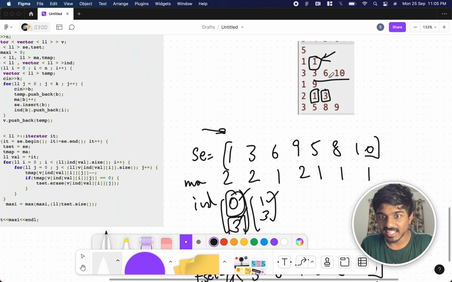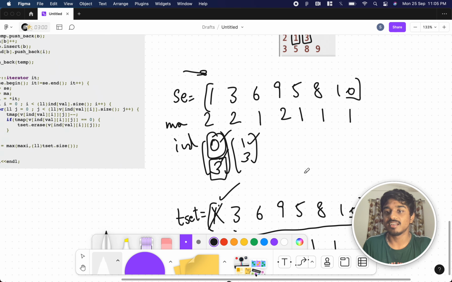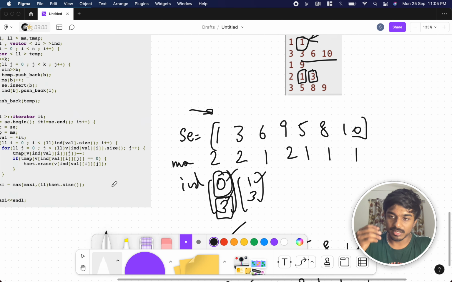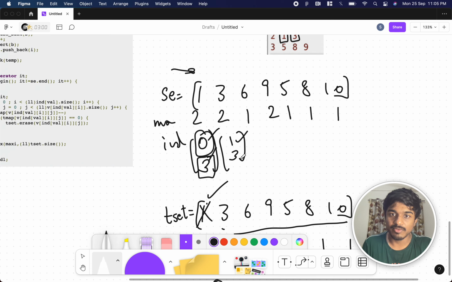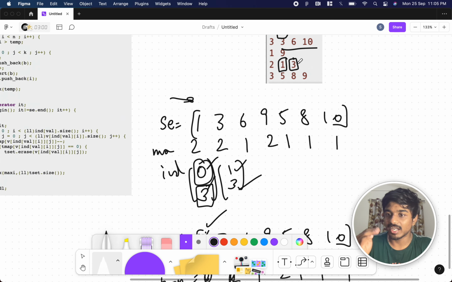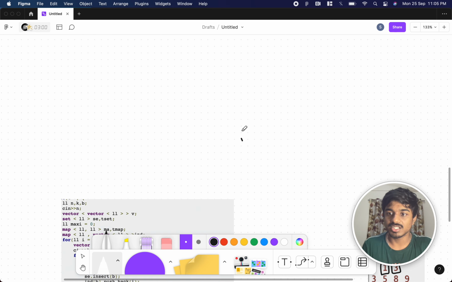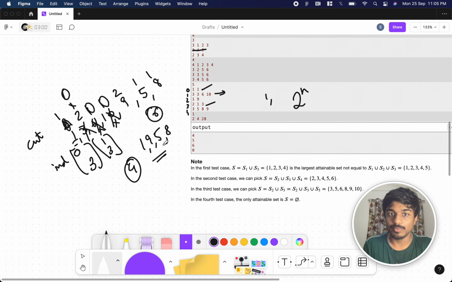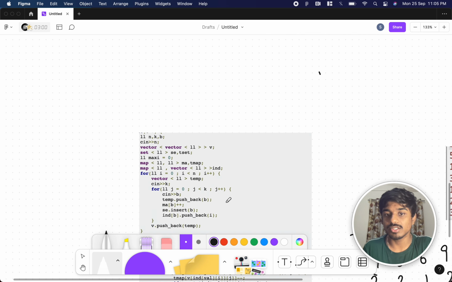First 3 6 10. 3 6 10's count value reduces. Whoever's count is going to 0, I am removing that from the T set. And similarly we go for the third index, 1 and 3. 1 and 3's count is reduced. If any of the numbers' count is reduced to 0, we are just removing it again from the set. Here we saw for 3 what did we get? We got only 1 9 5 8. So the set size is only 4.